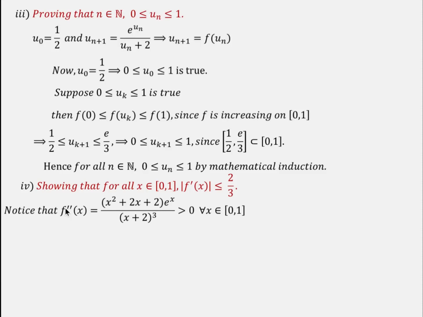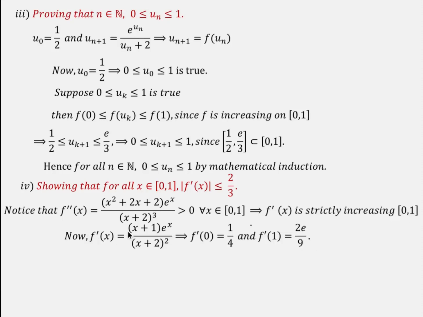F prime of x differentiated would give f prime prime of x, which we obtained in the first part of the question as x squared plus 2x plus 2 times e to the x all over x plus 2 raised to the power 3. And clearly all the parts, both the numerator and the denominator, will all be positive in the interval 0 to 1, and so f prime prime of x is always greater than 0, implying that f prime of x is strictly increasing in the interval 0 to 1.